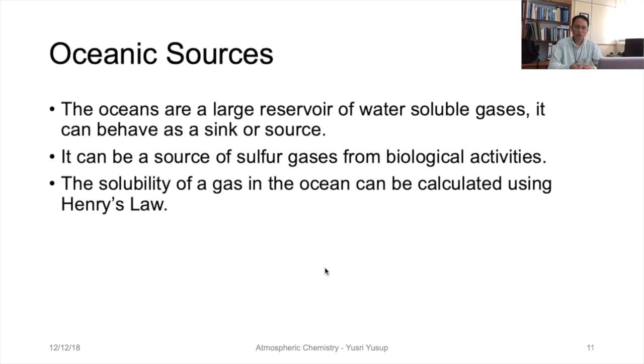Now, the solubility of a gas in the ocean, in the form of a sink instead of a source, can be estimated using Henry's law. If you're interested to know about Henry's law, then you can take a look at the video that I provided earlier on Henry's law.